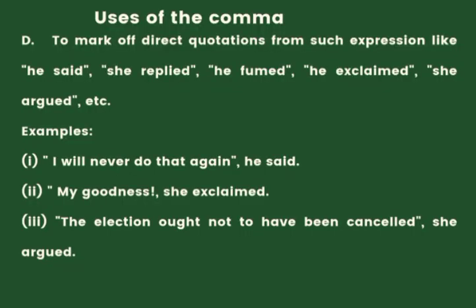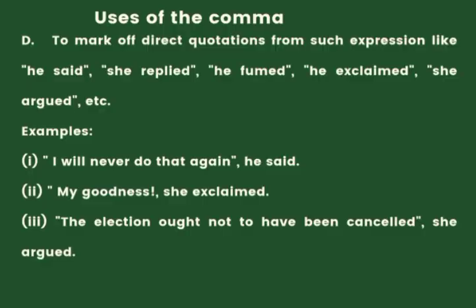We use a comma to mark off direct quotations from such expressions as "he said," "she replied," "he fumed," "he exclaimed," "she argued," etc. What we are saying there is that we use it to separate direct quotations. That is what somebody has said, the words of the speaker himself or herself. Anytime you are quoting directly, there should be a comma to separate it. Look at the example in this sentence.